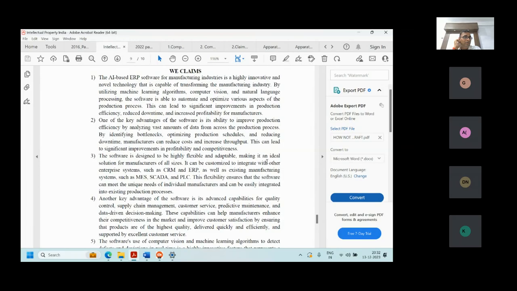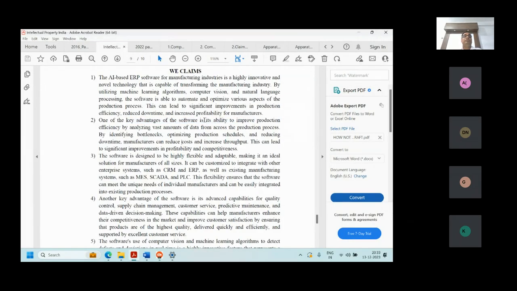There is no boundary. There is no boundary. What will the objection be? The objection will come that the claim is not definitive. Claims are not clear. What are you claiming? Since you are not claiming anything, where should I search? See, it's talking about manufacturing being a highly innovative novel technology that is capable. This is a general statement. There is no element. There is no product. There is no process which you are claiming. There is an advantage. What are you claiming?